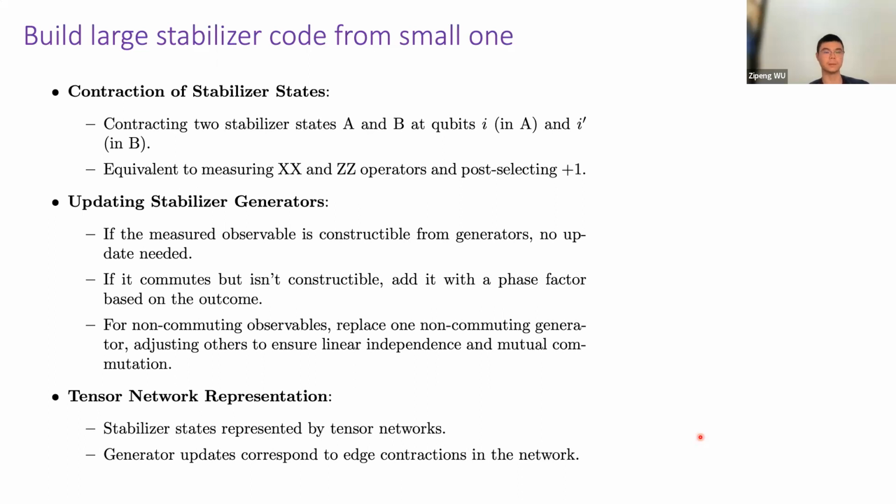So according to the textbook knowledge of the stabilizer generators, we can update the stabilizer generator table according to this measurement. And this is the way of building up a large stabilizer code from smaller ones, and that's how they do it using the tensor network representation when building larger tensor network stabilizer codes.